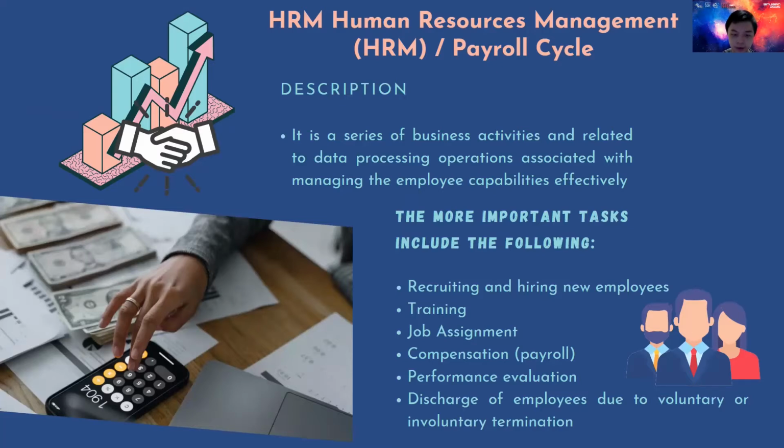For example, recruiting and hiring new employees, as well as discharge of employees voluntarily or involuntarily, these two tasks are usually done by one employee at a time, or performed only once for each employee. Training, job assignment, compensation or payroll, and performance evaluation are done repeatedly as long as the employee works for the company. And compensation or payroll specifically, the payroll system handles compensation and comes under the purview of the controller. In other words, payroll is the compensation a business must pay to its employees for a set period and on a given date.